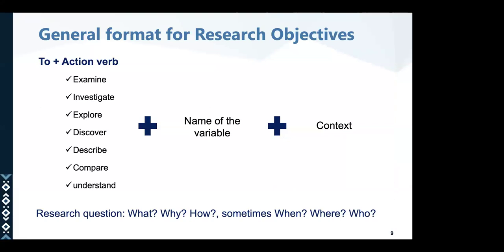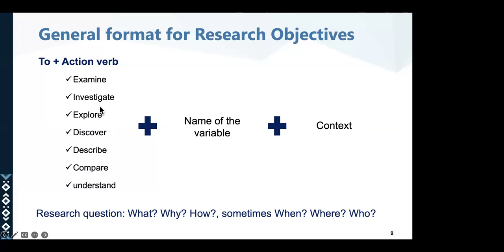The first thing is your research question must be well written, because that's from where you write the objectives. And I'm sure you remember some of the words that are very common when we are writing a research question. What, why, how. And sometimes we also ask when, where, who.